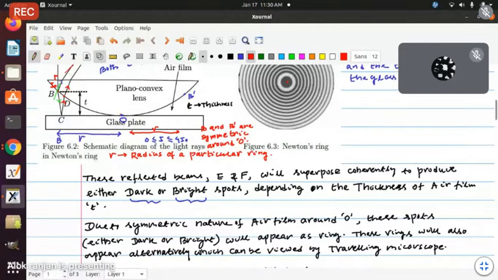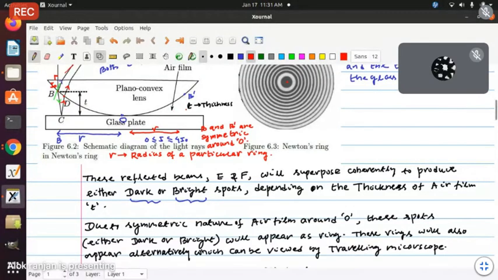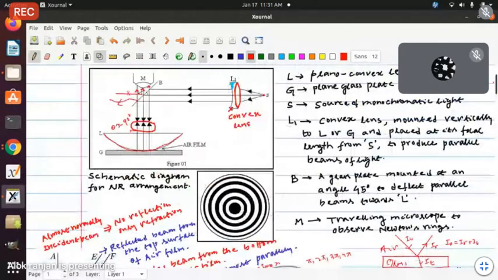As I have already told you, if you move away from the center, the point of contact, the gap will increase. So let's focus on what is happening at a particular point, namely B. The beam is coming like this. I have shown only 3 beams, but there are actually many beams incident on the surface of this plano-convex lens.